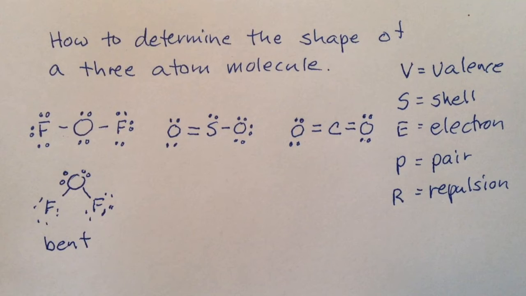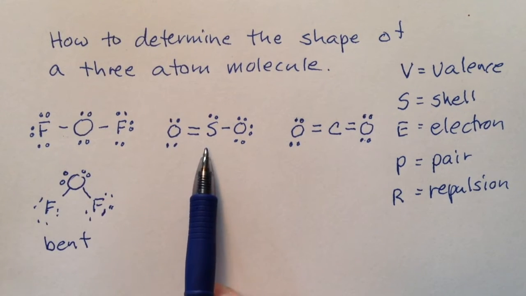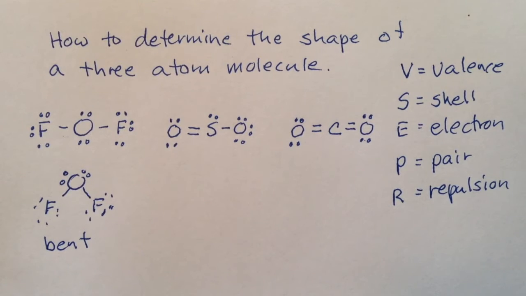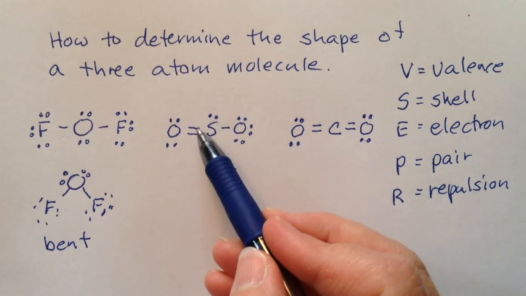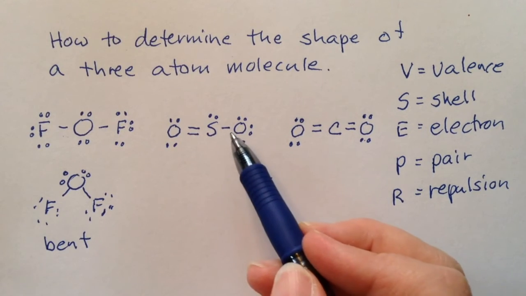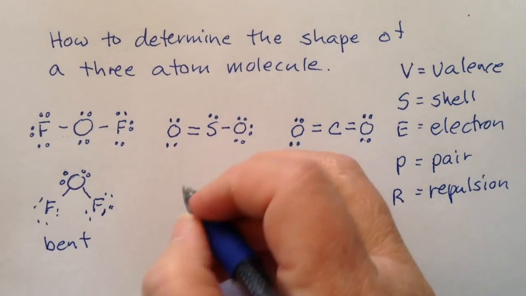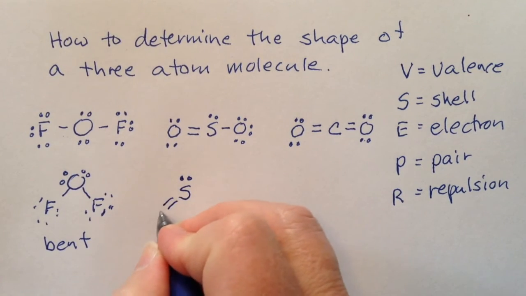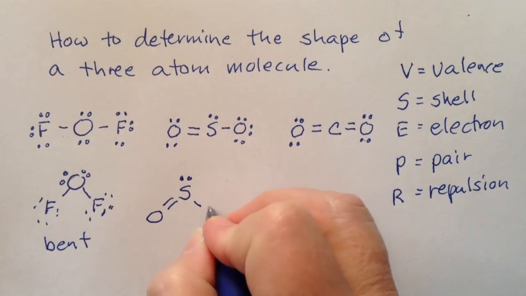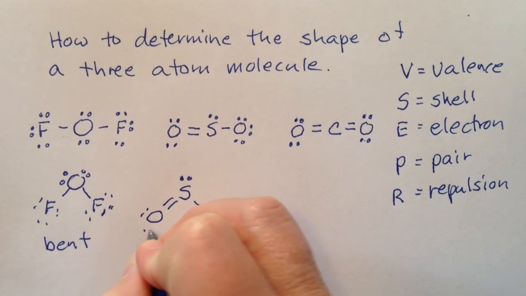So the thing I focused on was the middle atom. Well, what if there's only 1 lone pair in the middle, like sulfur dioxide? It's also repulsive. It's going to be repelling the double bond on one side and the single bond on the other, and you'll end up with another bent molecule because of that 1 lone pair that's up there.